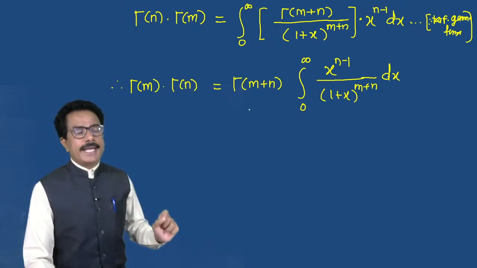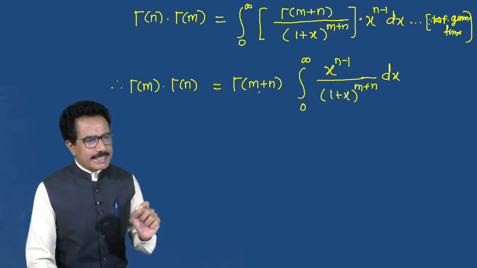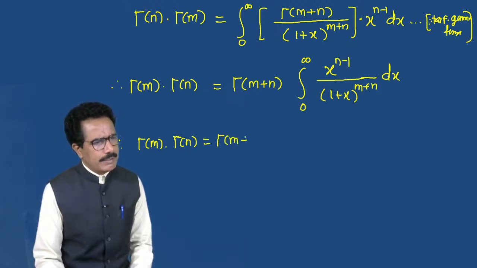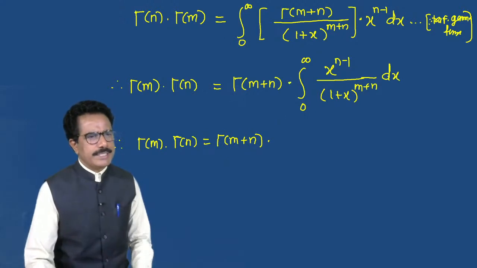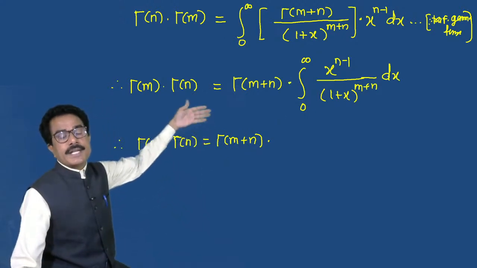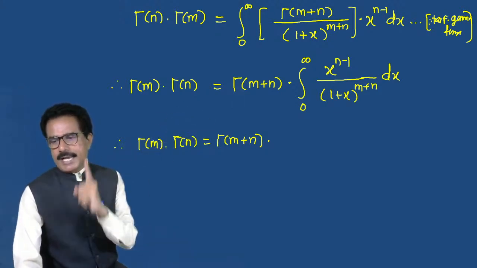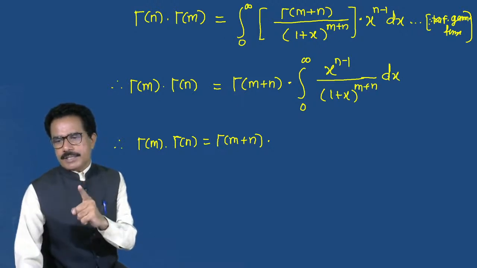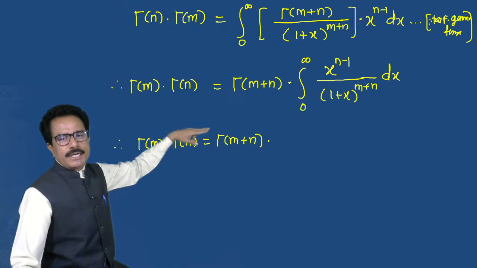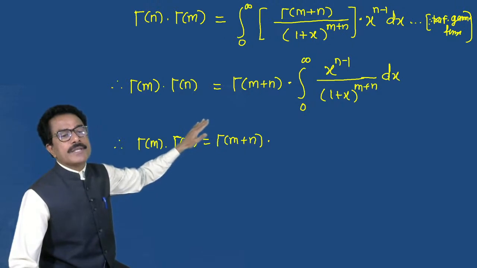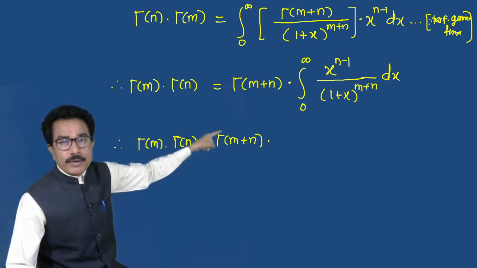Okay, now again here you can take this gamma m plus 1. Okay, no problem, put this as it is, gamma m gamma n, which is equals to gamma of m plus n into, now see this, integral from 0 to infinity x raised to n minus 1. Who will tell the value of this? Integral from 0 to infinity x raised to n minus 1 upon 1 plus x raised to m plus n dx. This is the transformation of beta function.